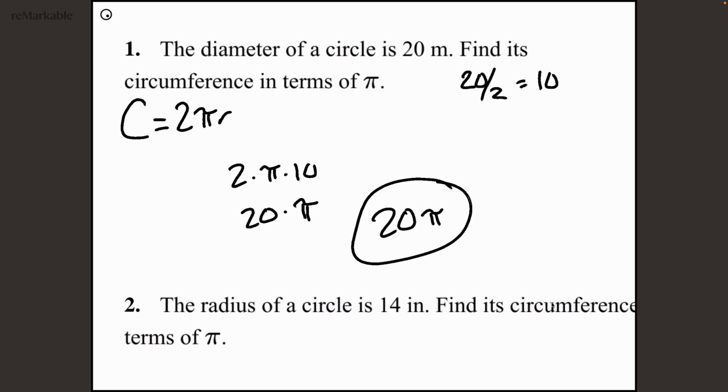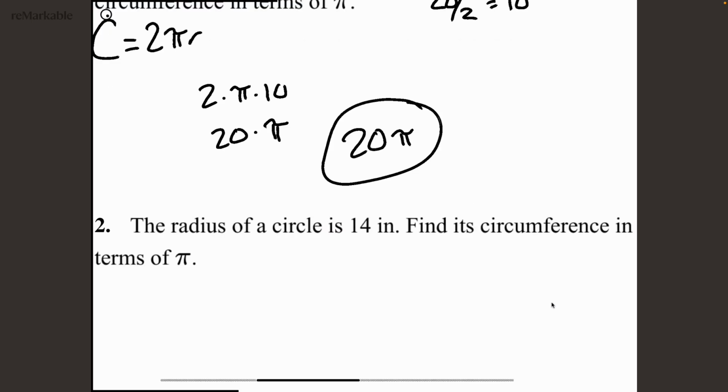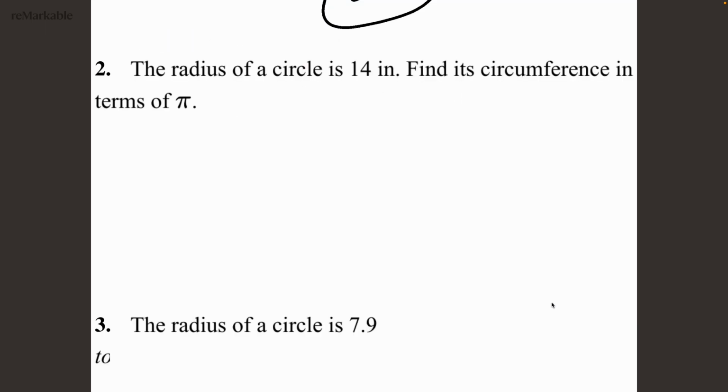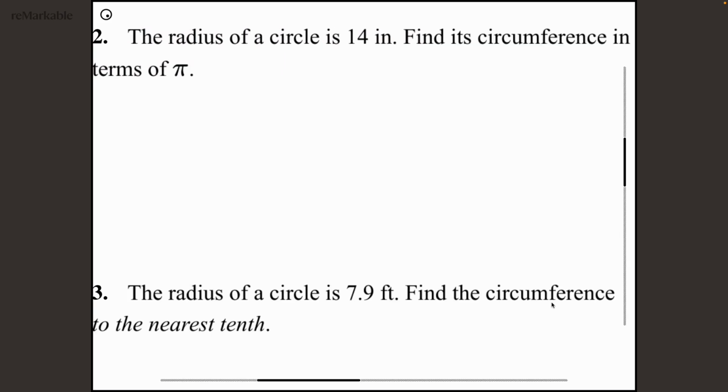Okay, and when it says in terms of pi, we're going to leave our answer with pi. Okay, so no decimals on this one. Make sense? All right, do number 2 real quick. So this is the radius of the circle is 14 inches. Find its circumference in terms of pi.